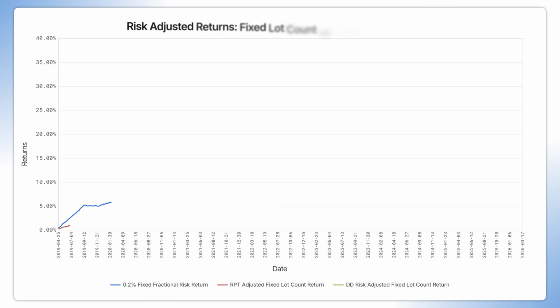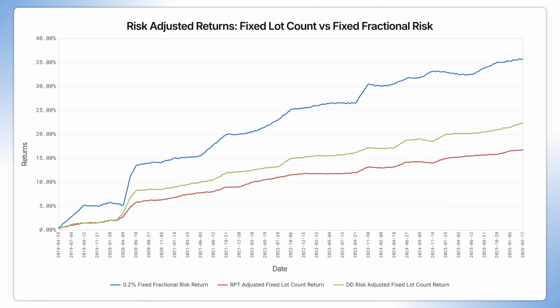Let's look at the equity curve of this backtest pictorially. Yeah, so we're seeing all the three now. This is how the equity curve of the backtest result looks for the three variants that we have backtested. The blue one, which has given the highest return, is that of 0.2% fixed fractional risk. The green one, in the middle, is when we normalize position sizing with respect to the drawdown risk. And the red one is the fixed lot count backtest when we normalize position size with respect to max loss per trade. Got it.